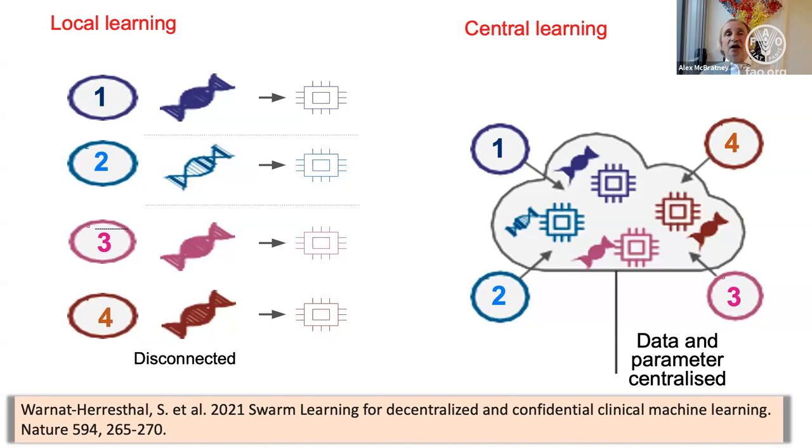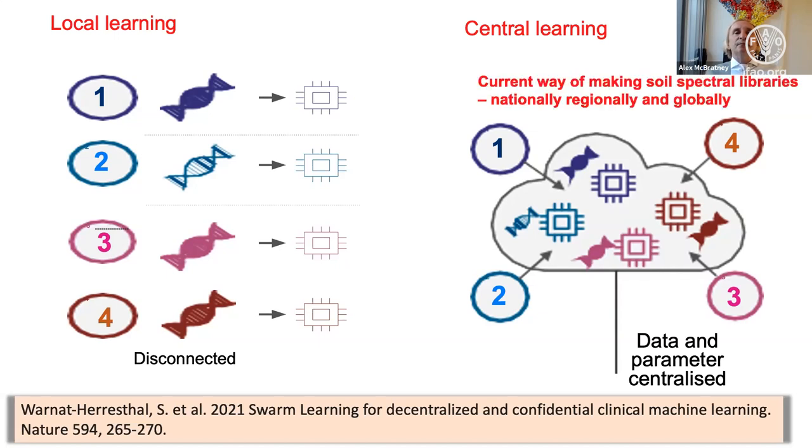The complete opposite of that is central learning, where all the spectra are put into a central location, which is probably the idea that GLOSOLAN has for making spectral libraries at the moment. Not necessarily, it's a method of the present, but not necessarily the method of the future. Everybody has to hand over their spectra and their samples. So that's the current way of making spectral libraries.